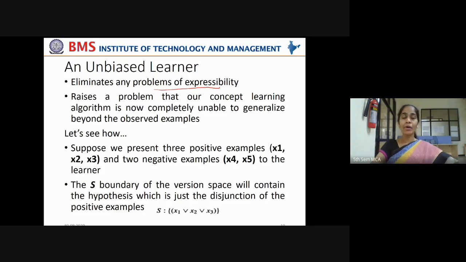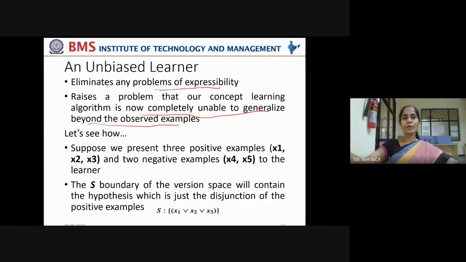What are the underlying problems that will arise when you're starting with a hypothesis space that contains each and every possible combination of these attributes? What are the other problems that may arise? It raises a problem that our concept learning algorithm is now completely unable to generalize beyond the observed examples. Remember, this sentence is very important. Now, you are giving to the learner any possible combination is correct.